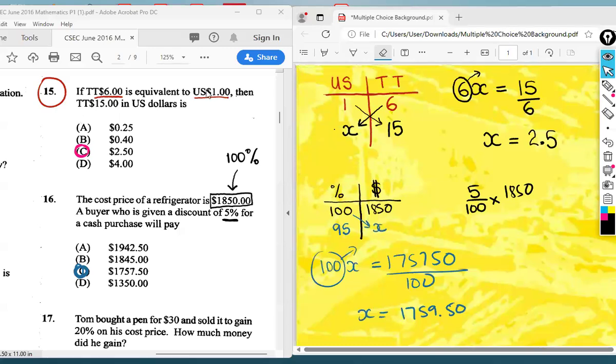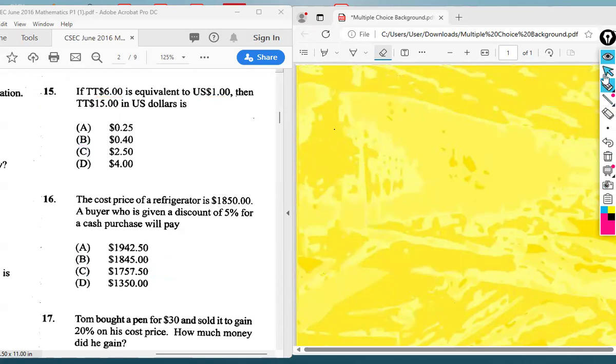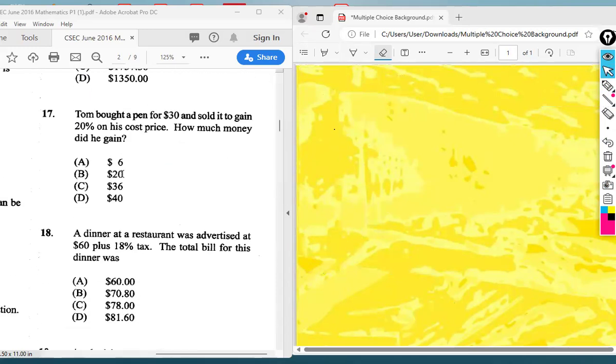Right, so let's see what's going. I'm going to circle it here again. Number 16 is C, right? All right, so let's move on to number 17. Hey, 17 and 18 can fit. Good luck.